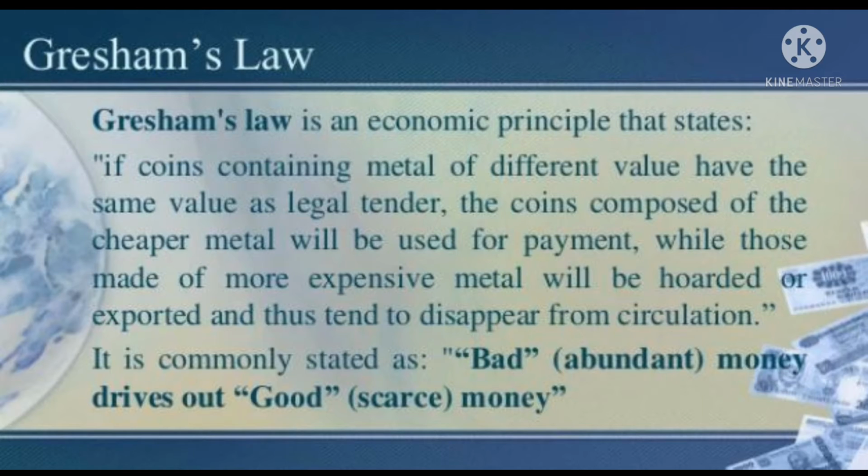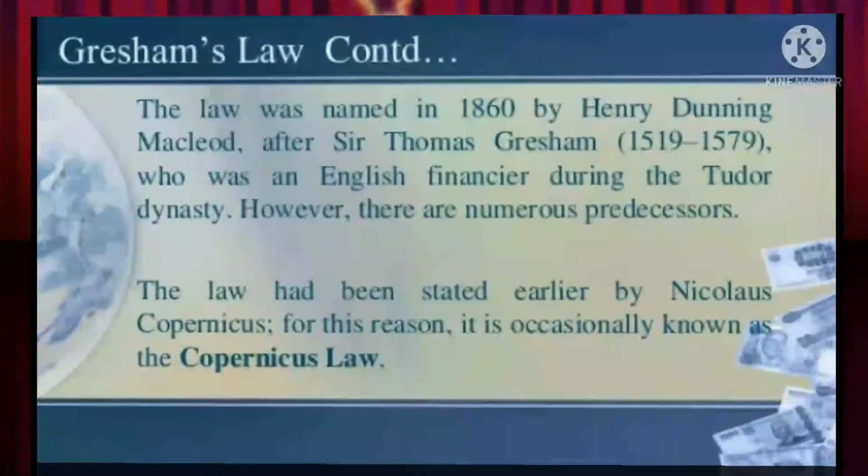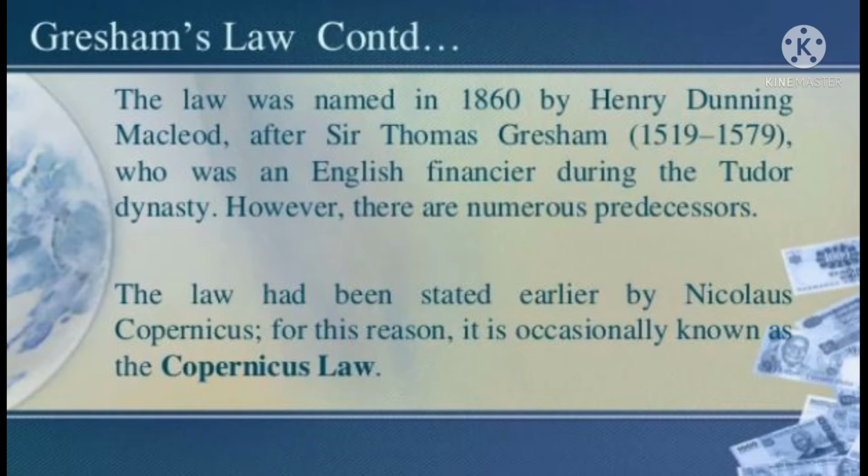The coins composed of the cheaper metal will be used for payment, while those made of the more expensive metal will be hoarded or exported, and thus disappear from circulation. Named in 1860 by Henry Dunning MacLeod after Sir Thomas Gresham, 1519 to 1579, who was an English financier during the Tudor dynasty. However, the law had been stated earlier by Nicholas Copernicus. For this reason, it is occasionally known as Copernicus's Law.